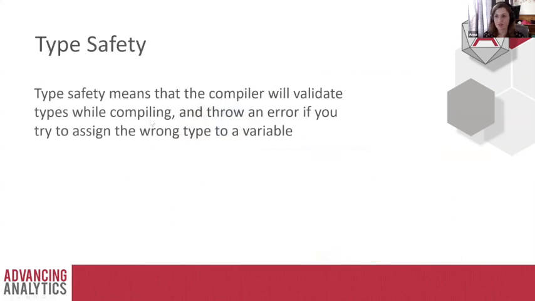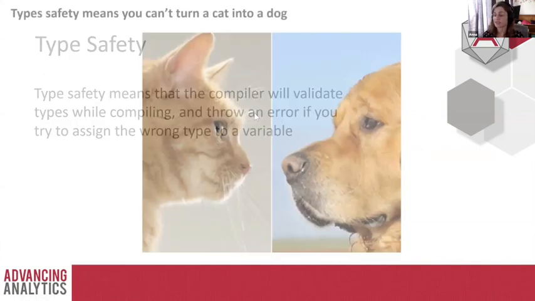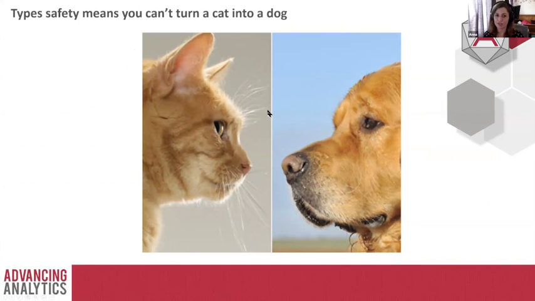Type safety means that the compiler will validate types while compiling and throw an error if you try to assign the wrong type to a variable. Now, for a lot of you, what does that mean? That could literally be a load of gobbledygook to you. In layman's terms, you can't turn a cat into a dog. If you've got a string, you can't suddenly decide that it's going to be a number. If it's a string, it's a string. If it's a cat, it's a cat. You can't suddenly turn it into a dog.